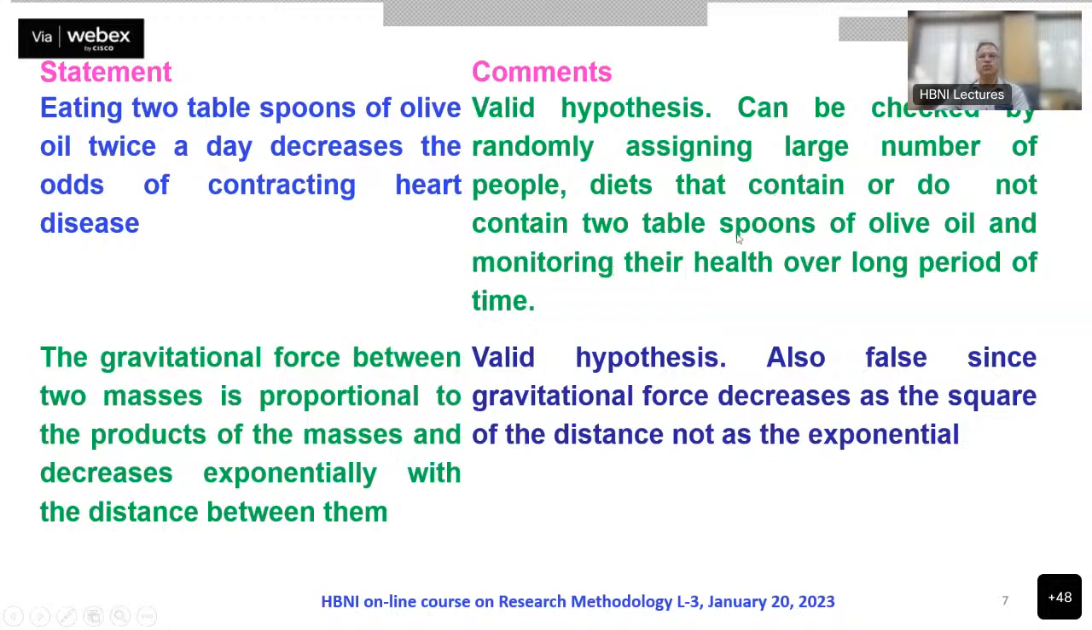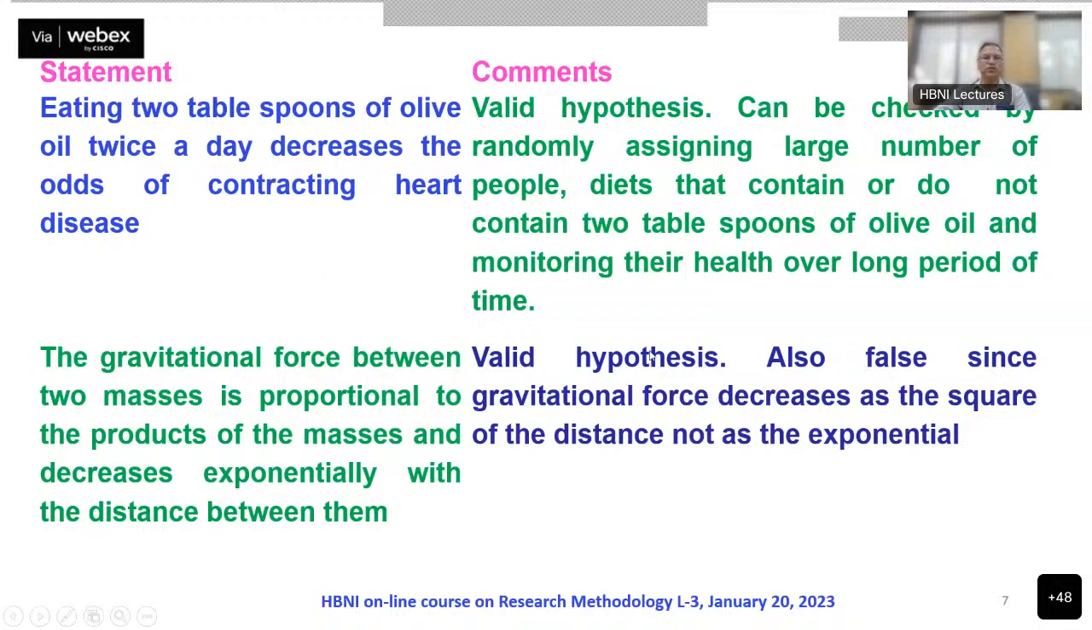So this is a good study. One can do this research using this hypothesis. Another one is: the gravitational force between 2 masses is proportional to the product of the masses and decreases exponentially with the distance between them.